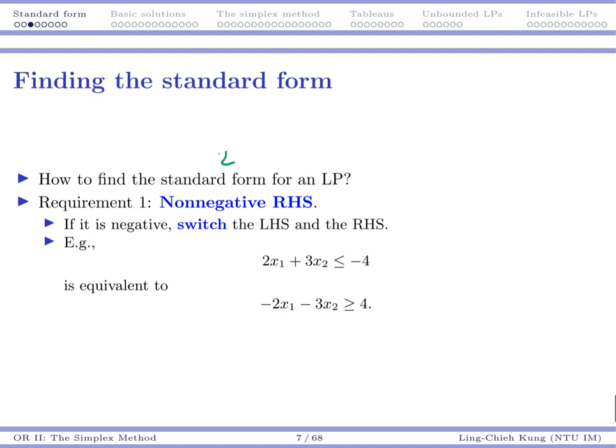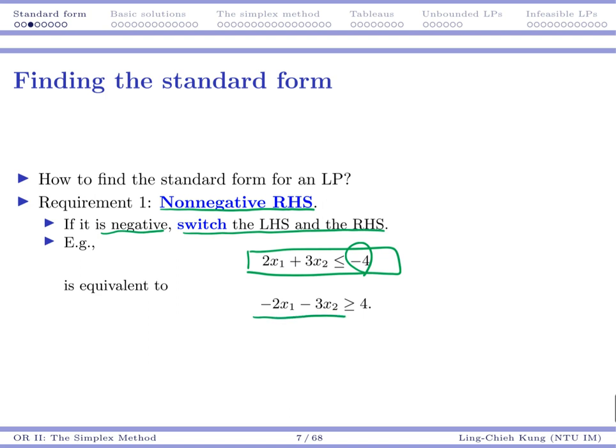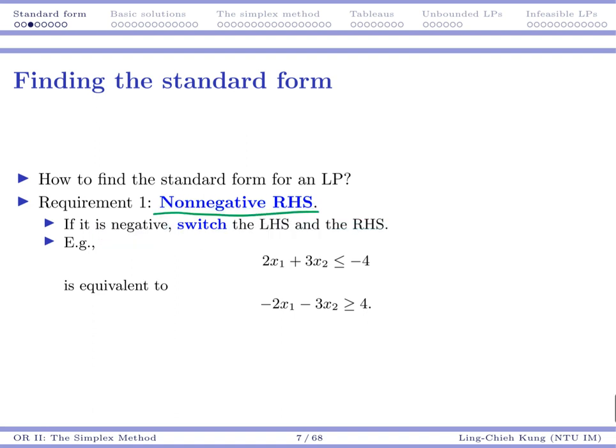The first requirement says that all your right-hand side must be non-negative. I hope this is not too weird for you. As long as you have a negative right-hand side, let's flip the sign for the two sides. Suppose you have 2x1 plus 3x2 less than or equal to negative 4. All we need to do to make this positive is to multiply each side by negative 1. Then we get negative 2x1 minus 3x2 greater than or equal to 4. Obviously, these two constraints are equivalent, so we don't really change anything. All we did is to change the right-hand side to be non-negative, and we can do that for any constraint.